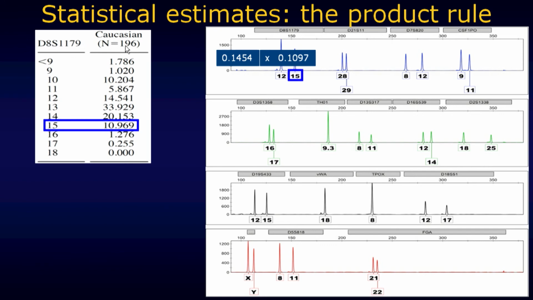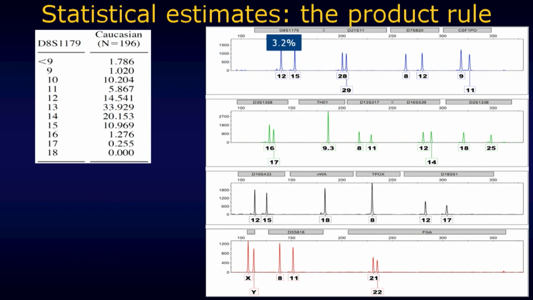You're going to need to invoke that 2pq formula. You've got p here, you've got q there. You need to multiply by 2. Strictly speaking, technically it's because the 12 could have come from the mother or the father, and the 15 could have come from the mother or the father. There are 2 ways you can become a 12-15. But when you do that math, and calculators can do that easily, you get a value of 3.2%. So remember, my question was, what's the chance that a randomly chosen, unrelated Caucasian would have a 12 and a 15 at the D8 locus? The answer to that question: 3.2% chance.